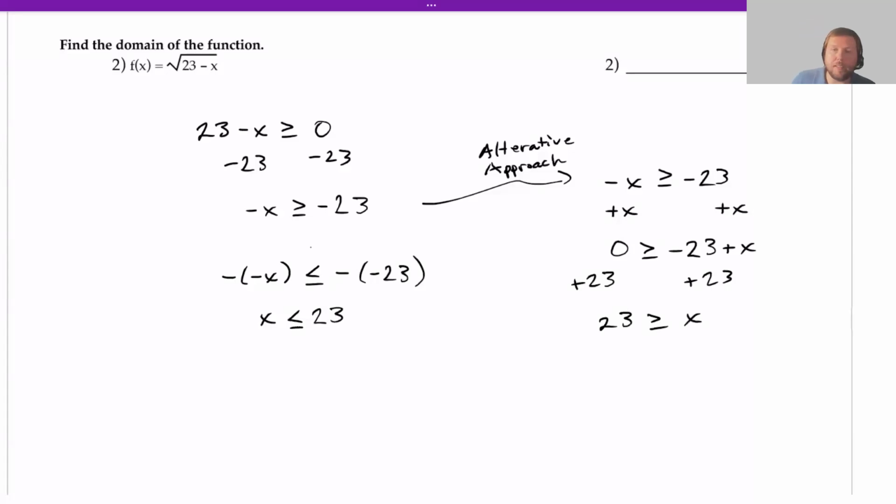And then we can rewrite this in the reverse direction. So then if 23 is greater than or equal to x, then that means that x is less than or equal to 23. And you can see we get the same answer. In interval notation, this answer is going to be negative infinity up to 23 inclusive. Okay. And I can just put that right up here.